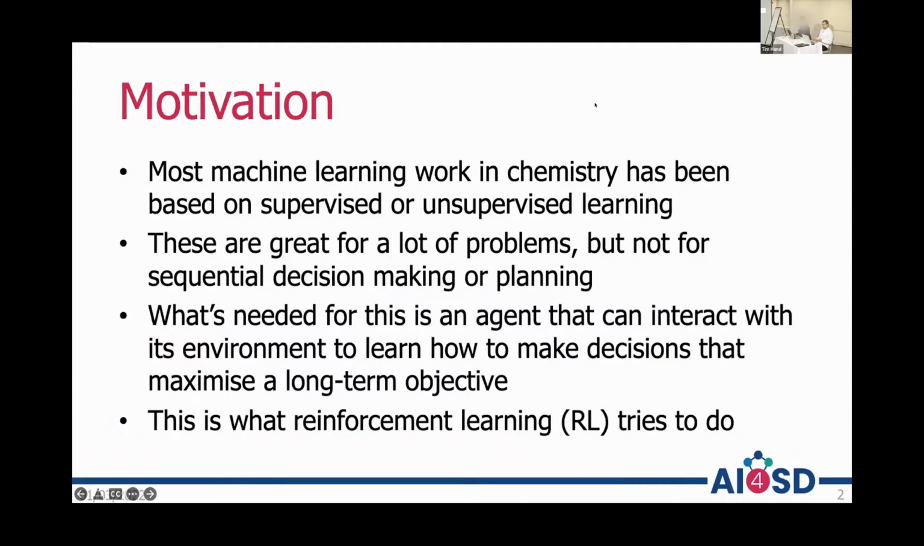So the motivation, the background here is the machine learning work that's gone on in chemistry up until a few years ago was based very strongly on supervised and unsupervised learning. And there's a lot of problems these are great for. But something they can't really handle quite as well is the idea of sequential decision-making and planning problems. What you really need for that is an agent that can interact with its environment. You want to try to learn how to make good decisions to maximize some kind of long-term objective. And this is the idea behind reinforcement learning.